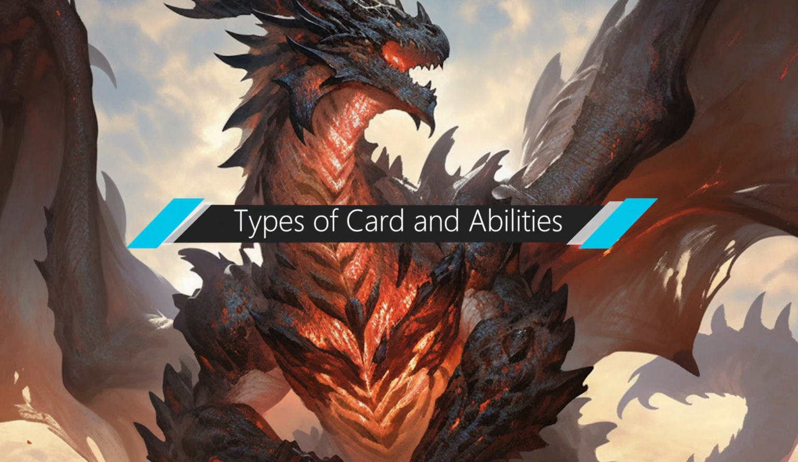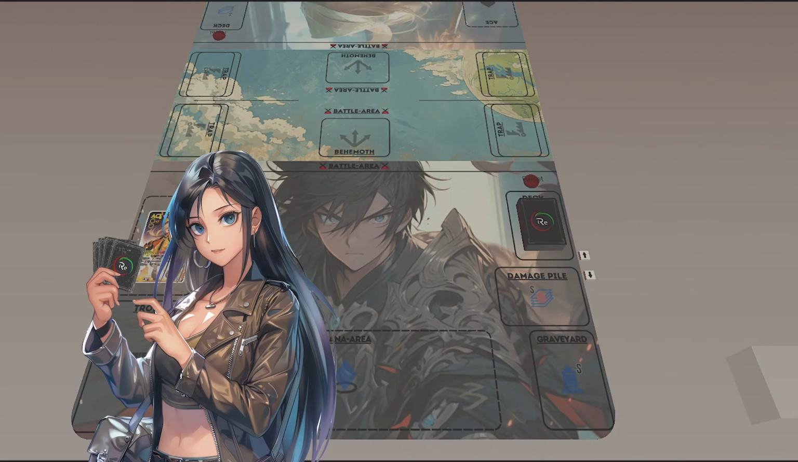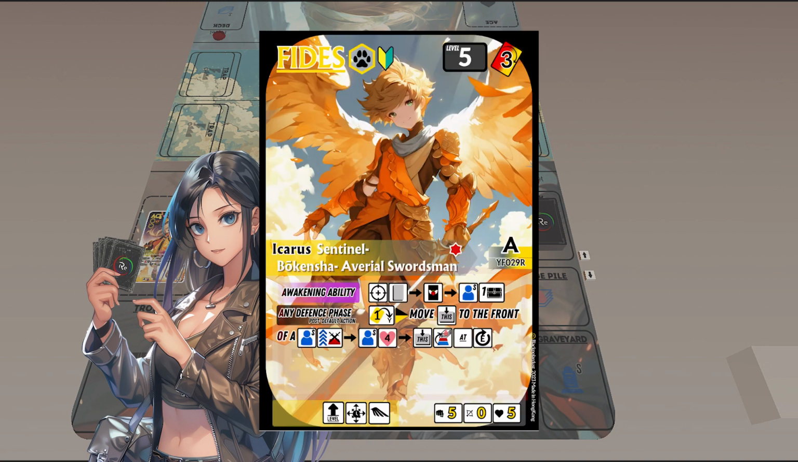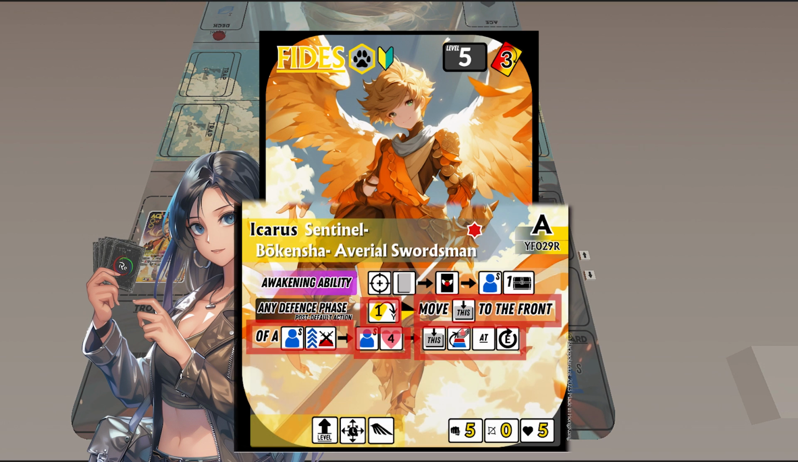Chapter 6. Types of card abilities. When playing this card game, it's important to understand how abilities are resolved. Abilities are always resolved in the order they are written on the card. Think of it like following a set of instructions in a program. Many abilities are divided into smaller parts, which we call segments, separated by this arrow logo.